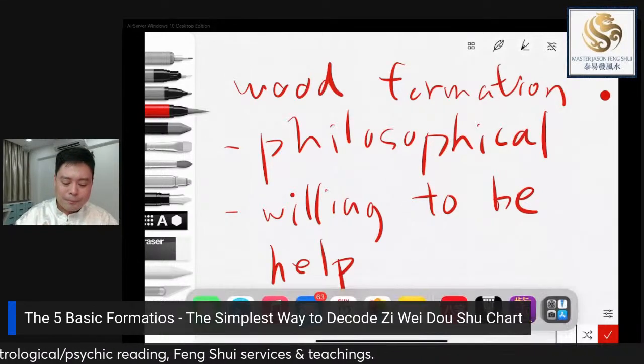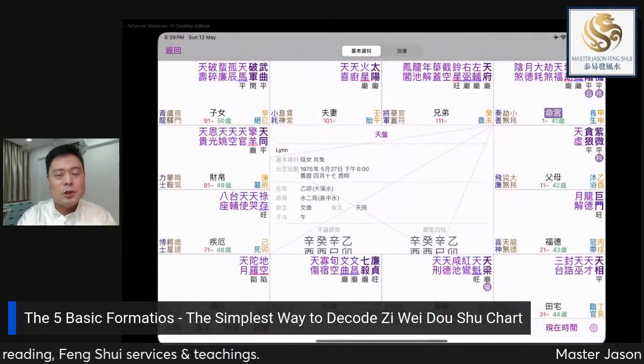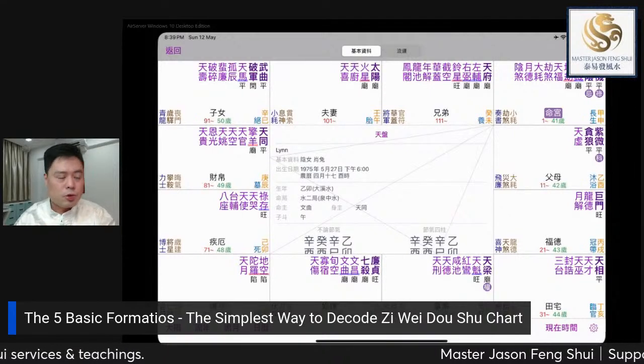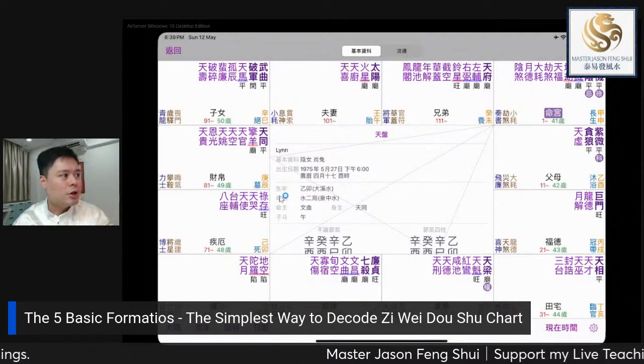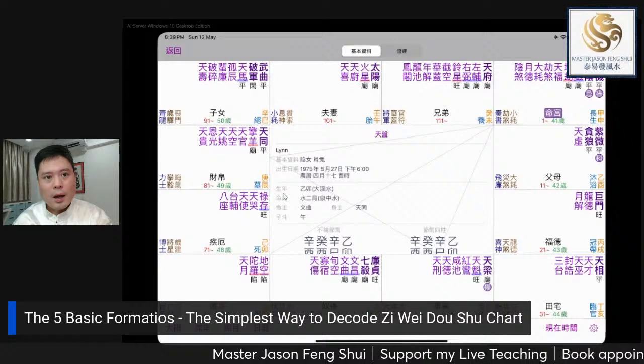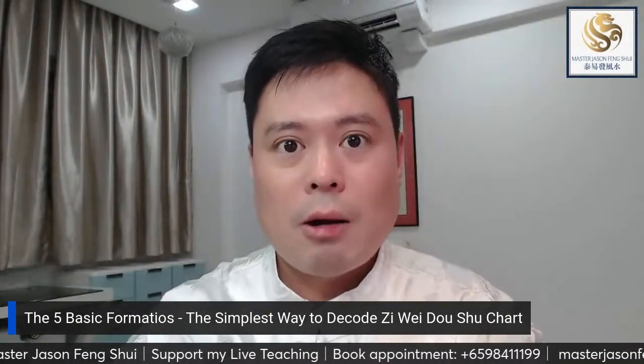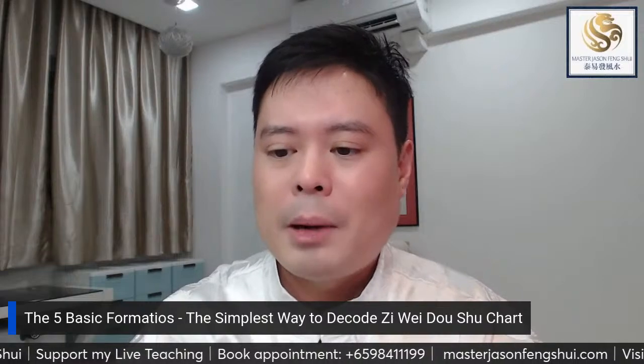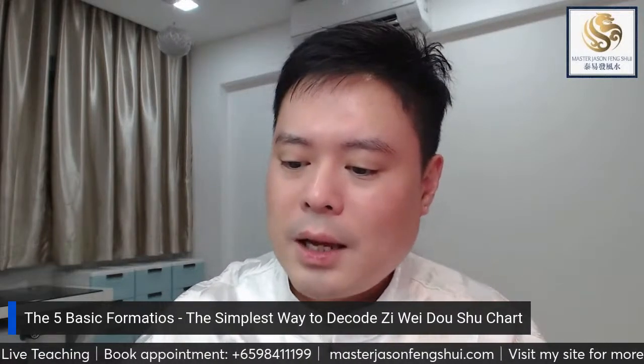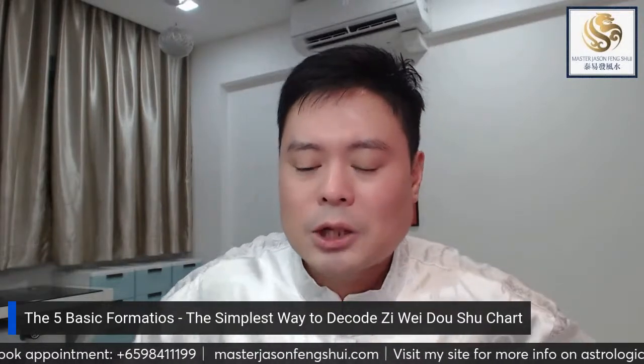So really, look at your 紫微斗数 birth chart. Simply open your 紫微斗数 birth chart, then look at your formation, your 命局, and subsequently you'll be able to tell a lot about your life development. Of course, what I'm sharing today is really just a form of introduction, all right?